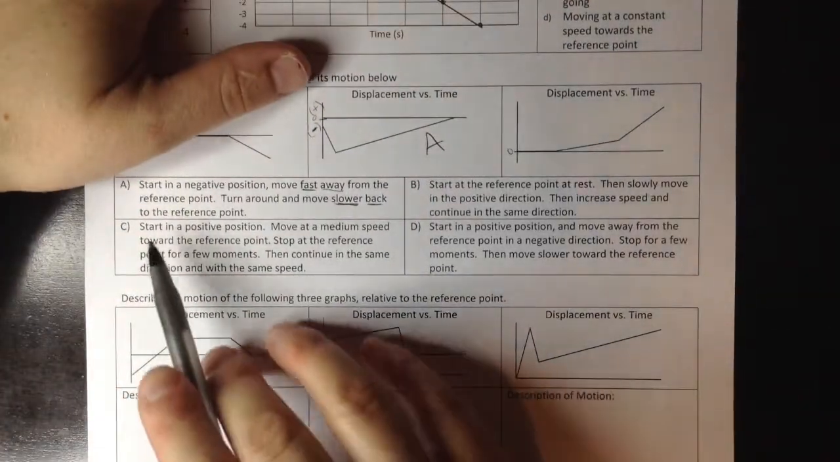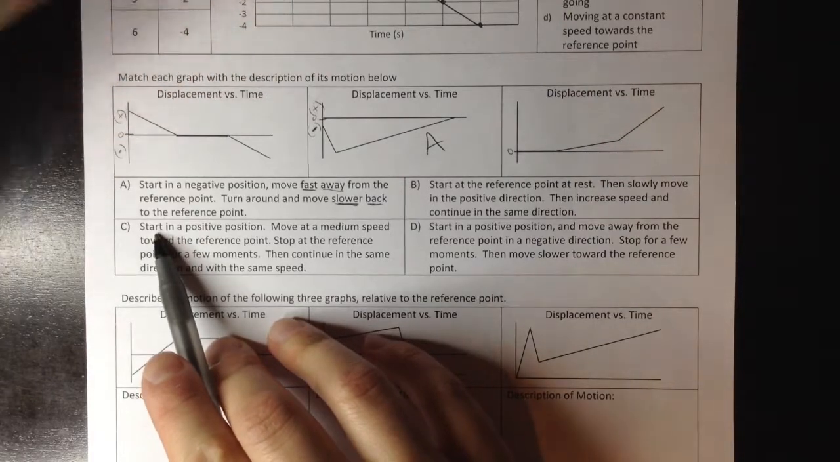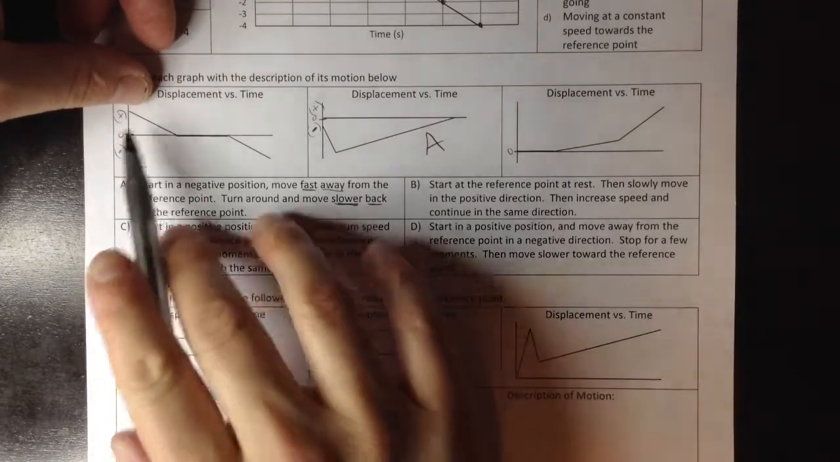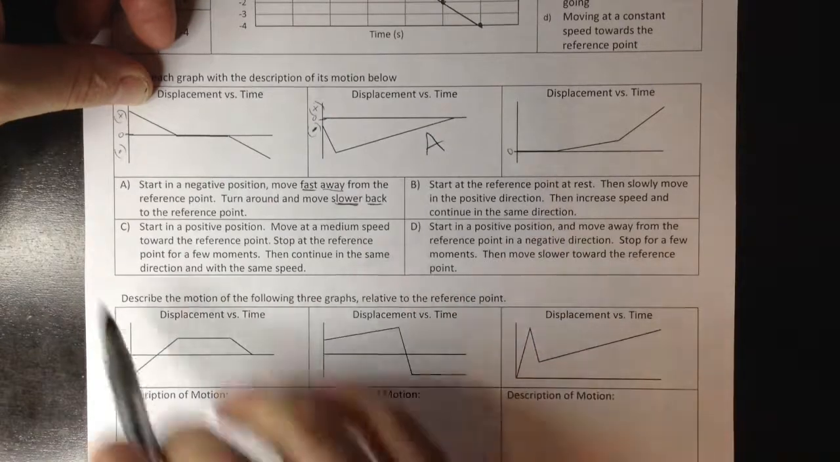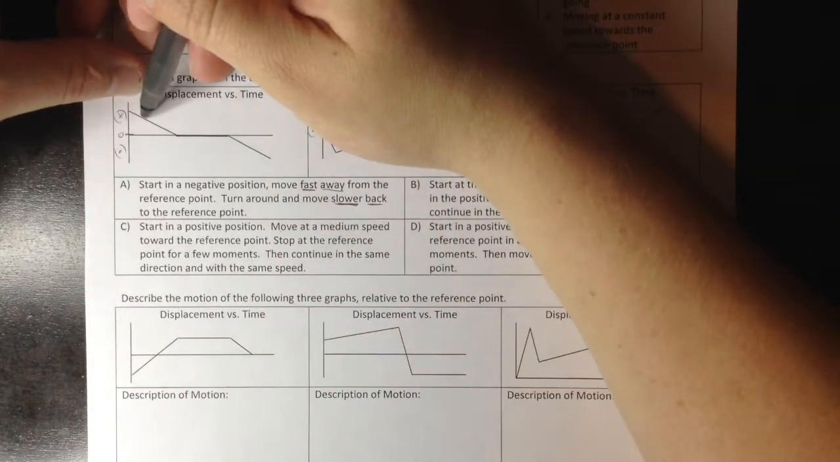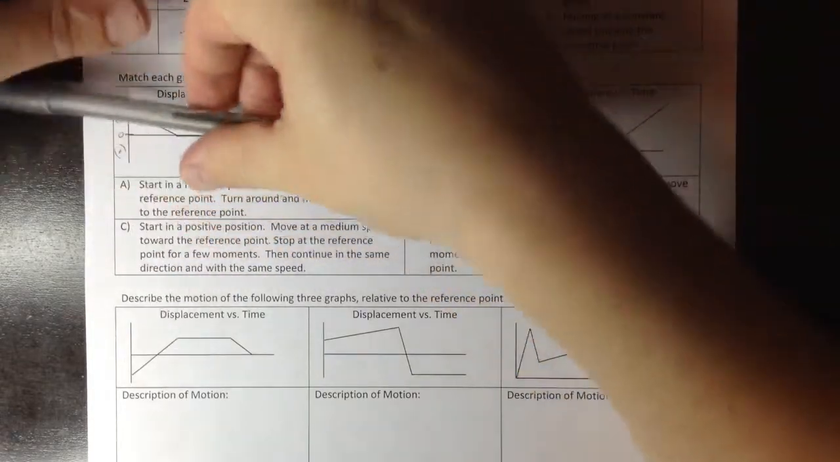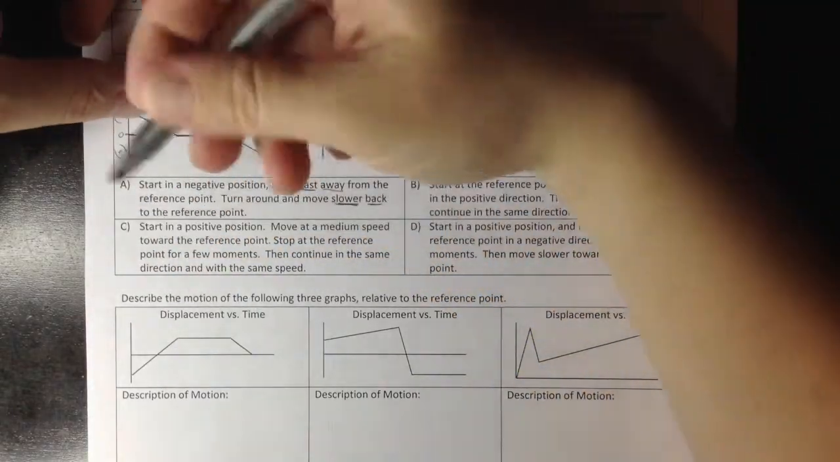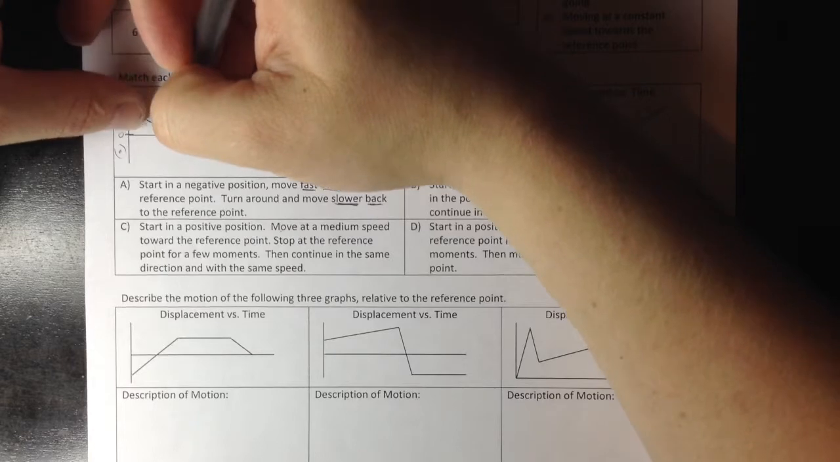Okay, let's look at C. Start at a positive position. So that could be this one. This one starts in positive. That one at the reference point. Move at a medium speed toward the reference point. Okay, so medium speed, not super steep, not super shallow. So that's a possibility. Moving towards the reference point.